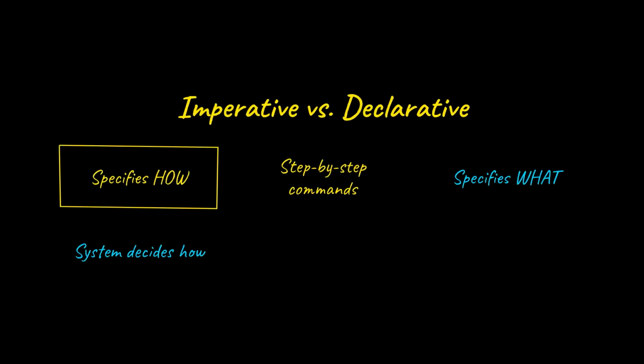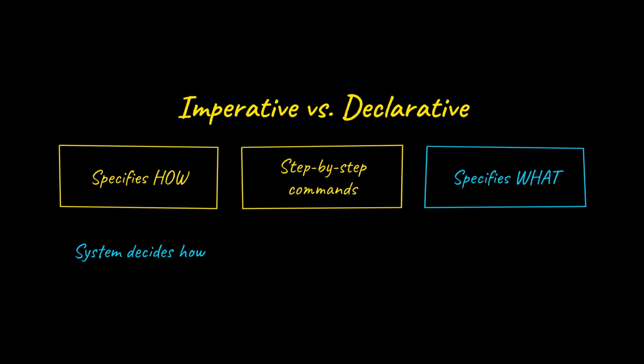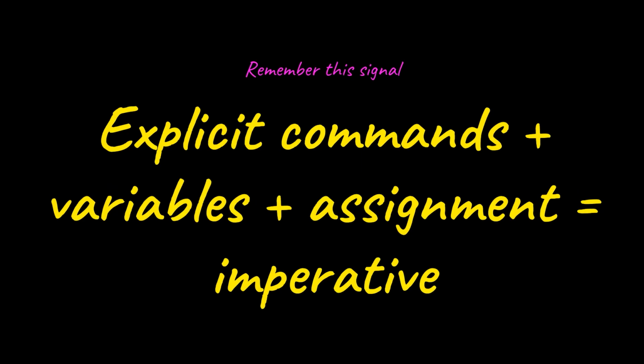The sharpest contrast is with the declarative style. Imperative code specifies how, every move spelled out. Declarative code specifies what and leaves the how to the system. Functional and logic programming both fall on the declarative side. When you see step-by-step instructions, variables being assigned, and state changing in order, that is the imperative paradigm. Procedural and object-oriented code are both imperative at heart. They still run ordered, state-changing statements.